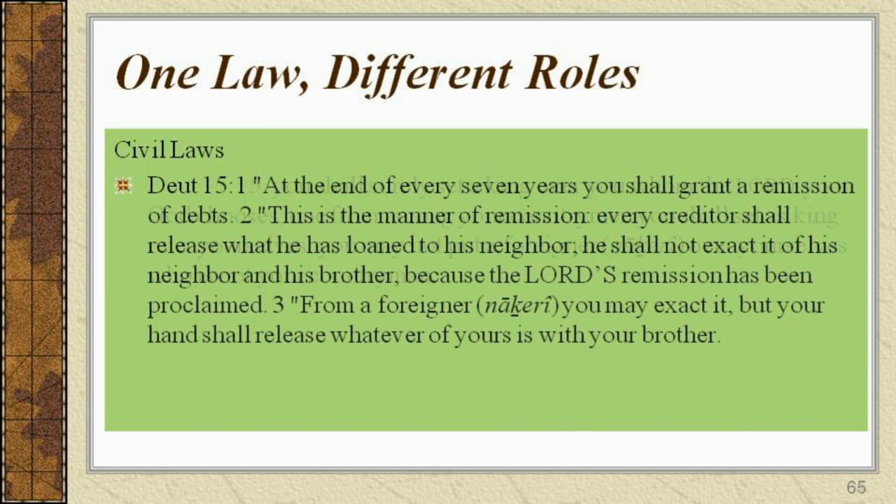The next commandment is found in Deuteronomy chapter 15, verse 1, where we read, "At the end of every 7 years you shall grant a remission of debts. This is the manner of remission. Every creditor shall release what he has loaned to his neighbor. He shall not exact it of his neighbor and his brother, because the Lord's remission has been proclaimed. From a foreigner, a Nakari, you may exact it, but your hand shall release whatever of yours is with your brother."